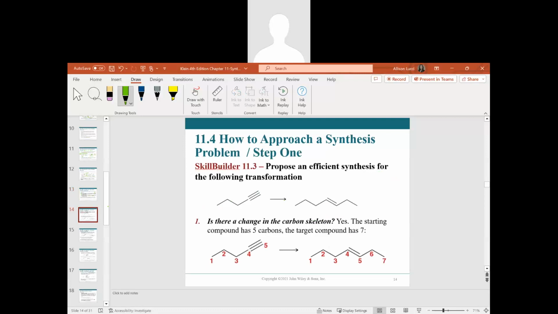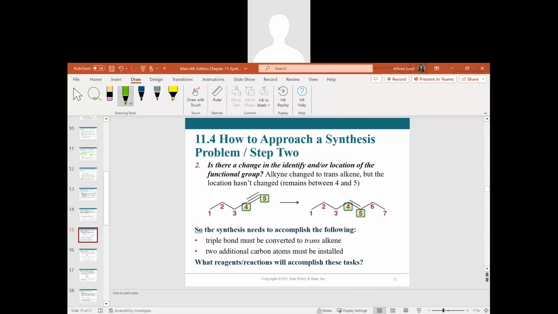We are asked to propose an efficient synthesis. Again, efficient, as I had mentioned in a previous video, means the least steps, the easiest, the fastest way to get there. So this is my starting material over here, and we're noted to have 1, 2, 3, 4, 5 carbons in this longest carbon chain. Our product over here now has 7 carbons. So we've had to add 2 carbons to our 5 carbon starting material, so we know that there has been a change in the carbon skeleton.